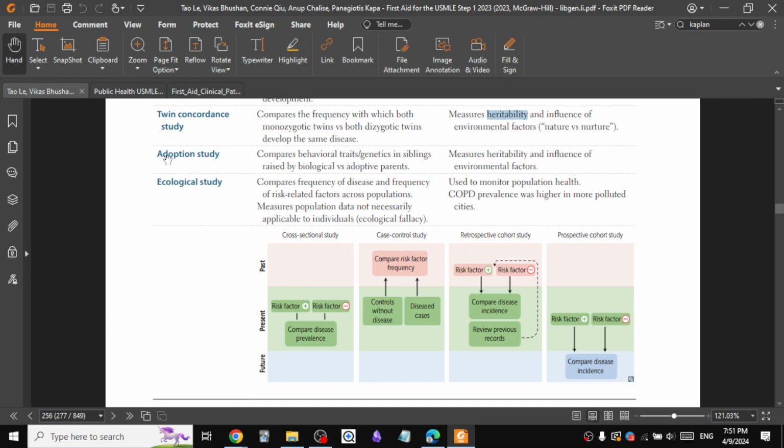Helps in diagnosing this. And an ecological study compares frequency of disease and frequency of risk related factors across populations, used to monitor mostly population health, right? So what's happening when I compare a certain city or town with another city or town, right? Something like that. And this should start to make sense now.